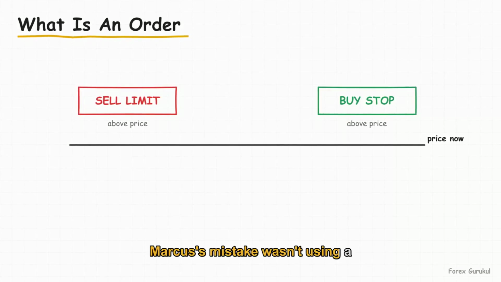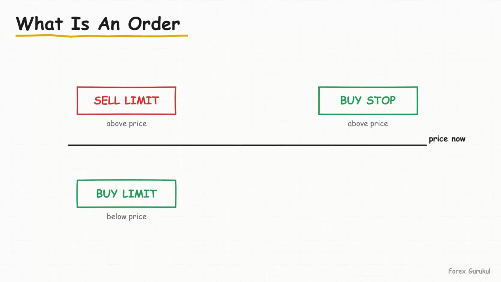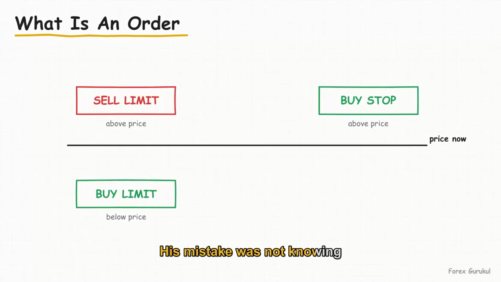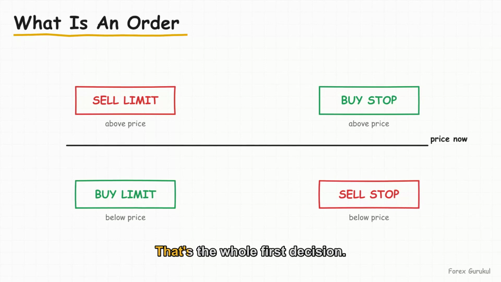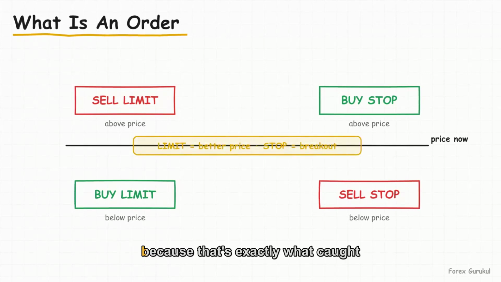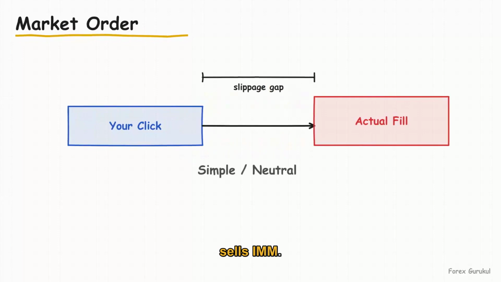Marcus's mistake wasn't using a market order. Sometimes you genuinely need to get in immediately. His mistake was not knowing the other family existed, market or pending. That's the whole first decision. Now let's open the instant side first, because that's exactly what caught him. A market order buys or sells immediately.